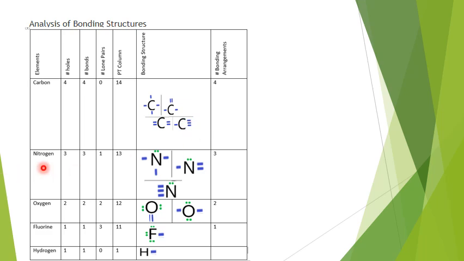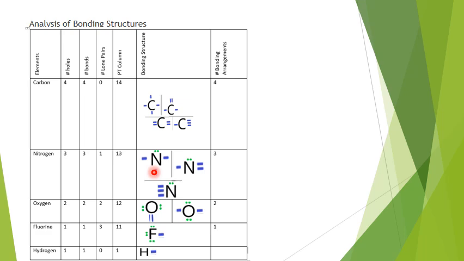Right, nitrogen. It had 3 holes in the Lewis dot structure. That means it can have 3 bonds, and it has 1 lone pair. And it's in the 13th column. So nitrogen, everything under it will have the same number of 3 holes, 3 bonds, and 1 lone pair.